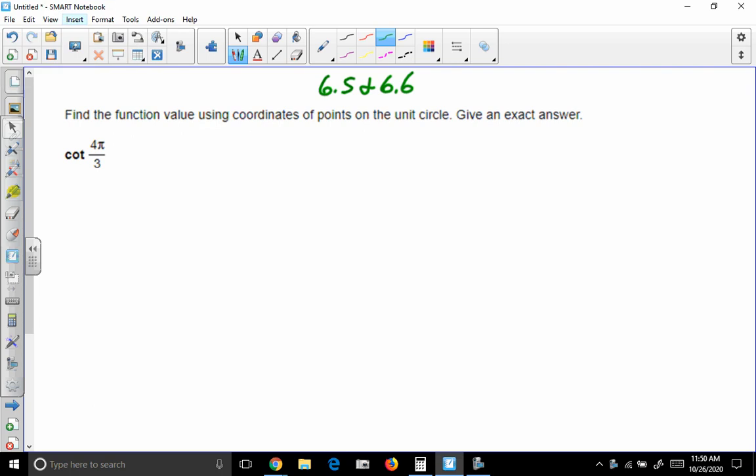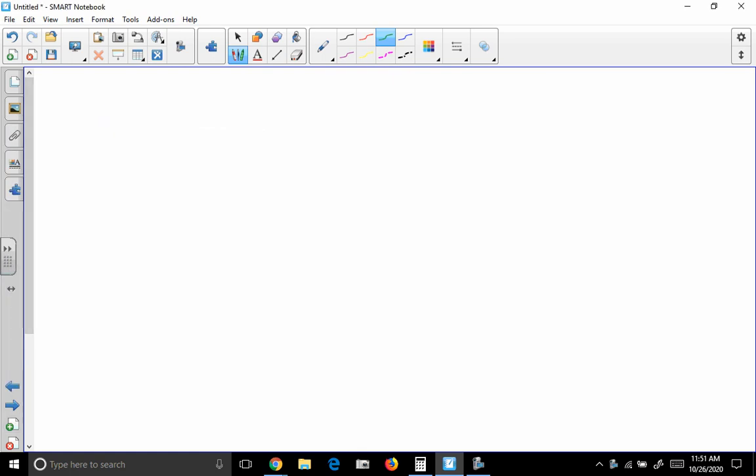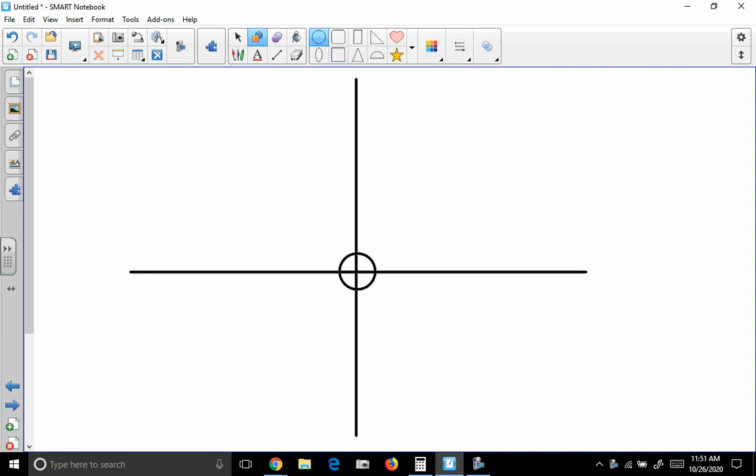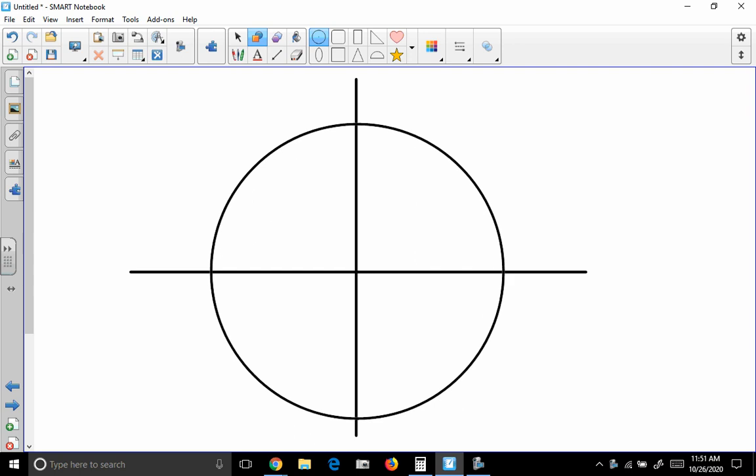The first question deals with finding function values on the unit circle. So to begin, let's go through that and look at the unit circle, because it's nice to be able to use the unit circle, but it's also important to understand where the values on the unit circle come from. The unit circle is a circle with a radius 1 centered at the origin.